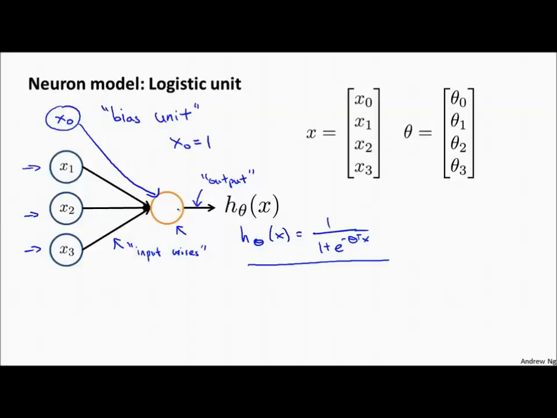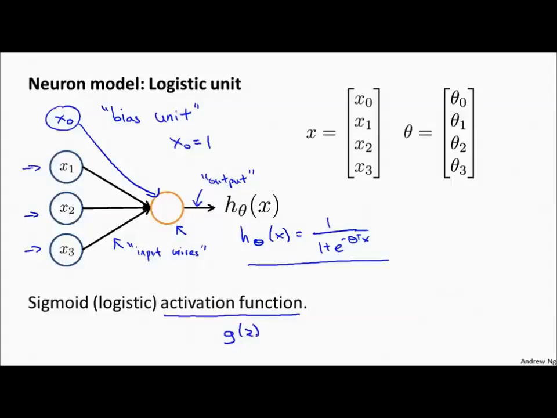Finally, one last bit of terminology. When we talk about neural networks, sometimes we'll say that this is a neuron, or an artificial neuron, with a sigmoid or a logistic activation function. So this activation function in the neural network terminology is just another term for that nonlinearity g of z equals 1 over 1 plus e to the negative z.